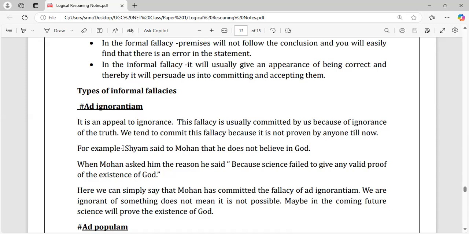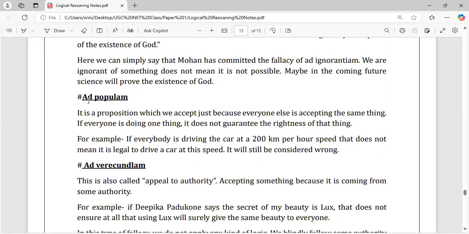For example, Shyam said to Mohan that he does not believe in God. When Mohan asked him to give a reason, he said, because science failed to give any valid proof of the existence of God. Here we can simply say that he has committed the fallacy of ad ignorantium. We are ignorant of something, but that does not mean it is not possible. Maybe in the coming future, science will prove the existence of God. So ignorance is ad ignorantium. I personally don't like that.